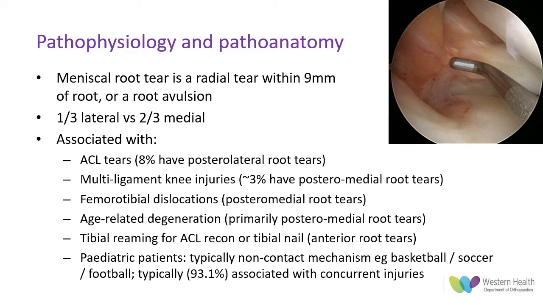The pathology that's seen with a meniscal root tear is a radial tear through the meniscus within 9 mm of its insertion, or an avulsion of that bony insertion. Overall, 2/3 of these occur to the medial meniscus, and a significant fraction of these are degenerate in nature. Degenerate tears primarily affect the posteromedial root due to its more rigid native attachment. The remaining 1/3 affect the lateral meniscus and are often related to sports or other general or higher energy trauma.